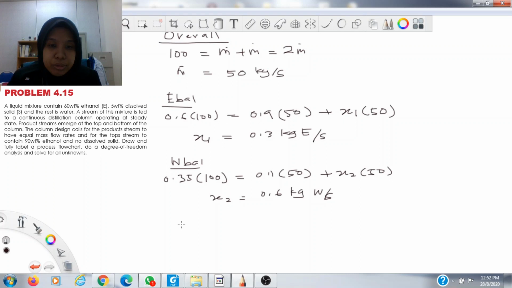Now for the solid mass fraction, it's easier. It's 1 minus X1 minus X2. You already have 0.3 and 0.6, so plug them in. You will get the mass fraction for solid is 0.1 kg solid per second.